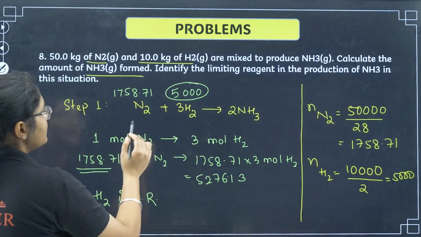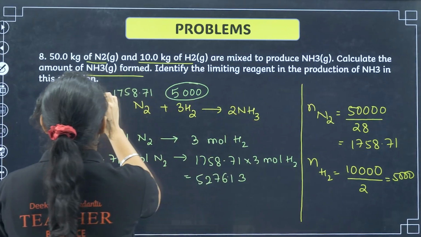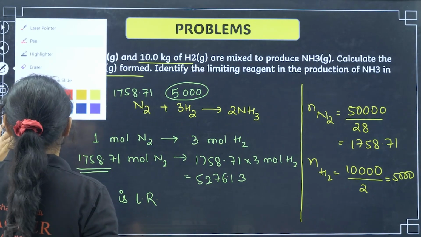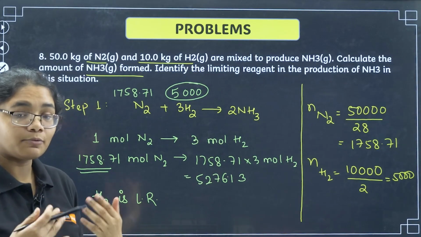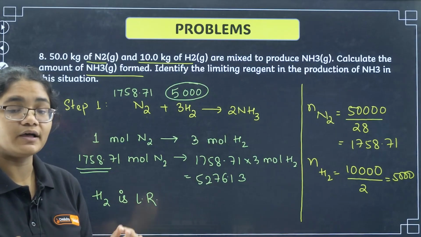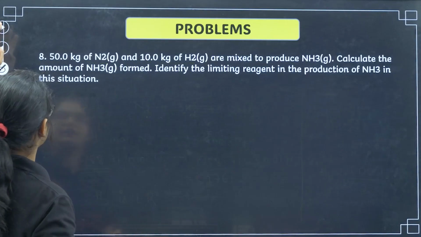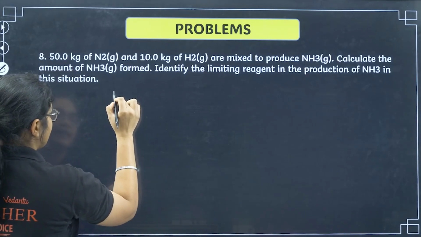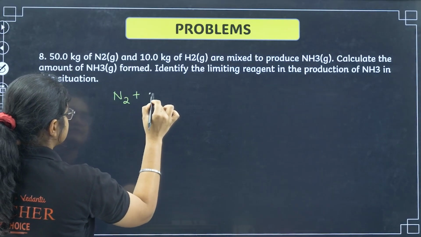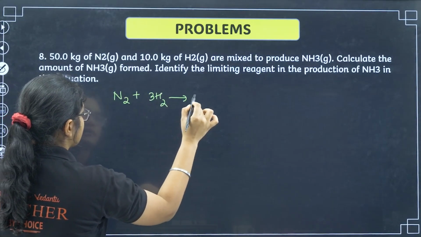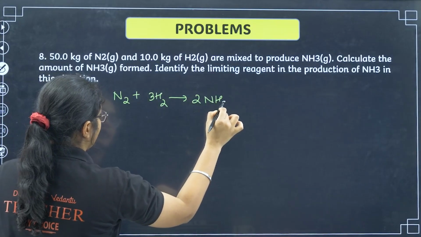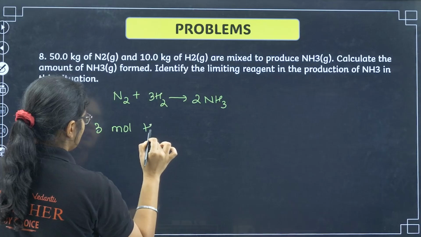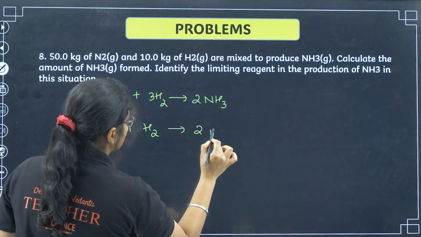Now what we have to find is the amount of NH3 formed. The product formed always depends on the limiting reagent. How much product will form will depend on the limiting reagent. So now if I go to the next slide, the reaction is N2 plus 3H2 gives 2NH3. According to this reaction, 3 moles of H2 produce 2 moles of ammonia.